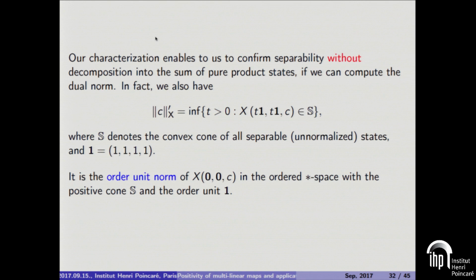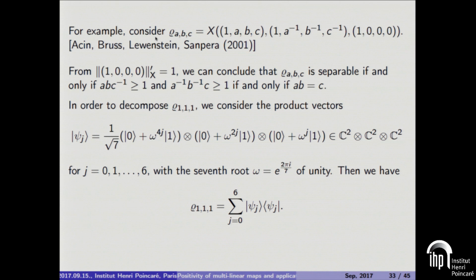I already explained that our characterization enables us to confirm separability without decomposition into a sum of pure product states. It is usually a very hard job to find the decomposability. We give some examples. For example, this kind of state has been considered by quantum physicists to produce an example of three-qubit PPT entanglement. It is easy to see that separability implies that AB is equal to C. But by our characterization, this is a sufficient condition for separability as well as a necessary condition. So we get some kind of decomposition. It is not so trivial, and very difficult to find this kind of decomposition. But we can show that AB equal to C is the sufficient condition for separability without explicit decompositions. That's the value of our characterization, we think.